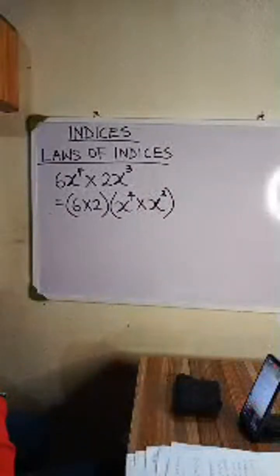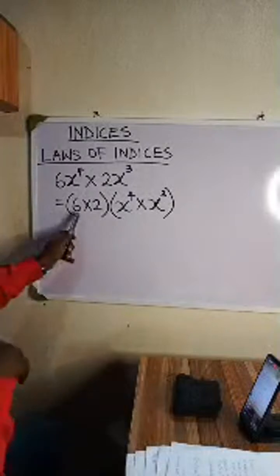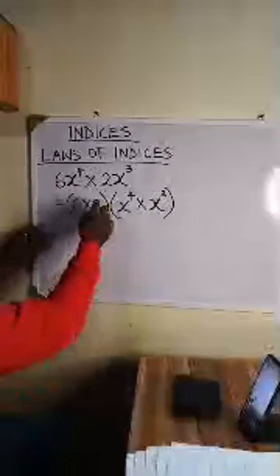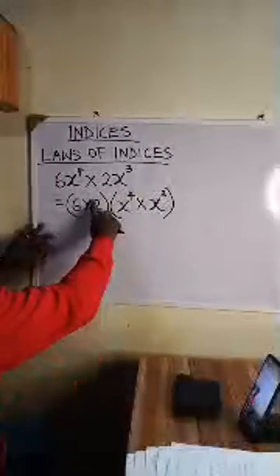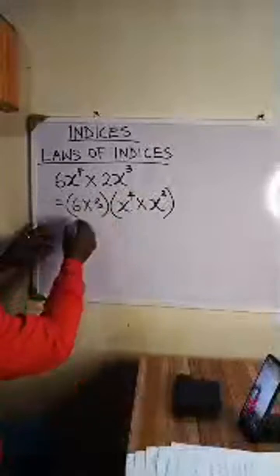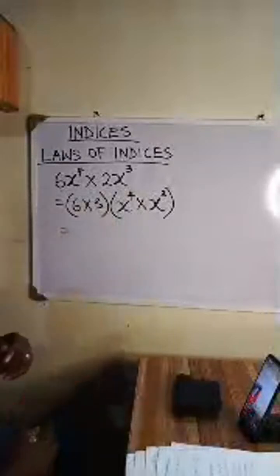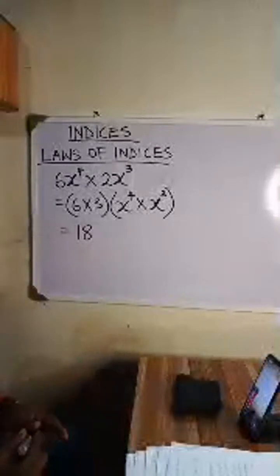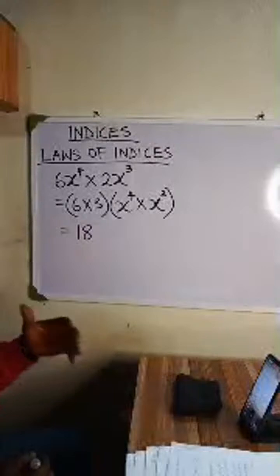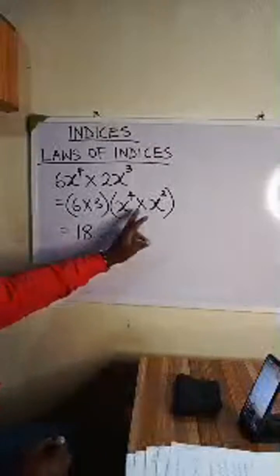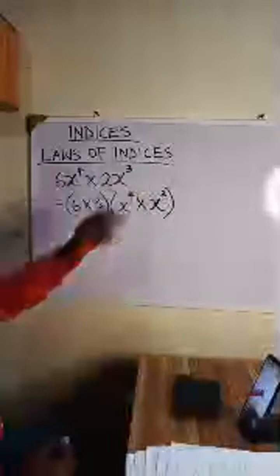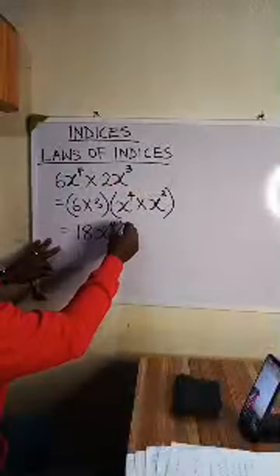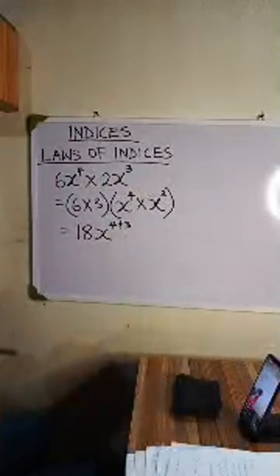Okay, so this makes your work easier. So you can simply multiply the numbers. 6 times 3 gives you 18. So you have 18 here. And then you can apply the addition rule or the addition law. The bases here are the same, so you can add the powers. So this will give you x to the power of 4 plus 3.